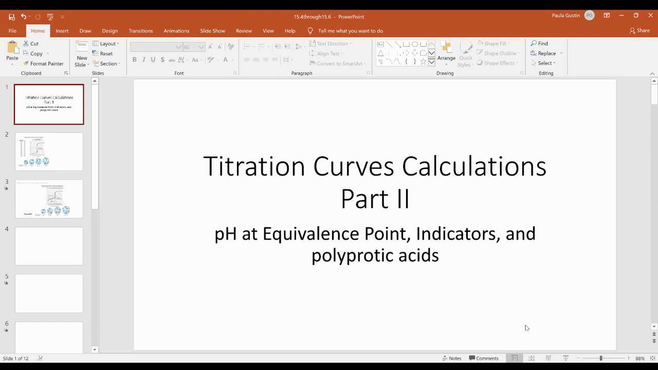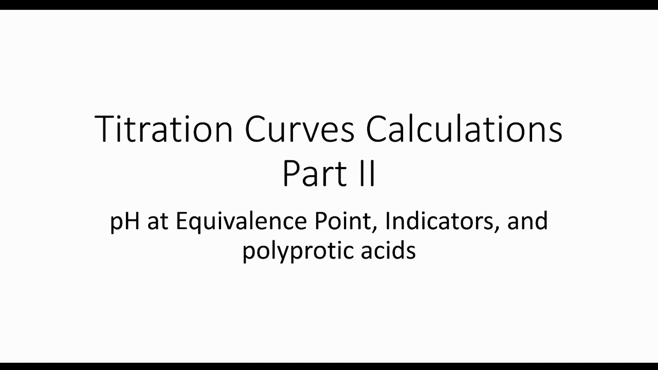Hey students, let's finish up our discussion of titration curves and their calculations. Today we're going to look at the pH at equivalence point, indicators, which I mentioned in the previous video, but I want to show you some pictures that'll help. And then the titration curves for polyprotic acids, which we're also exploring in lab. And you're generating one for phosphoric acid.